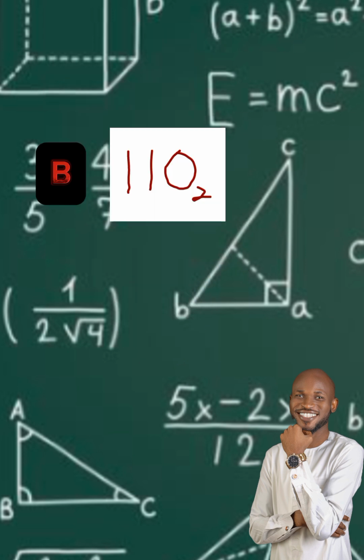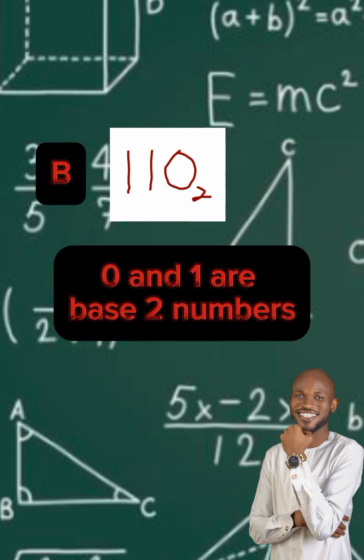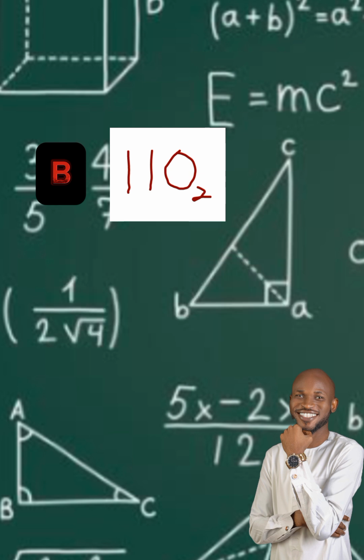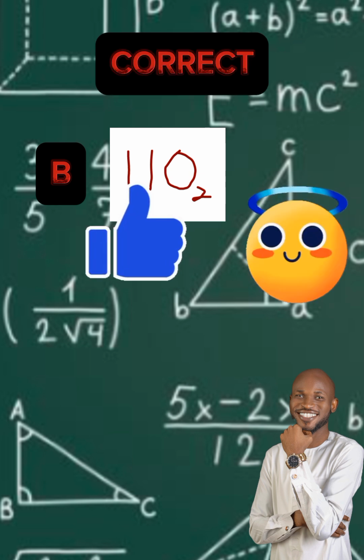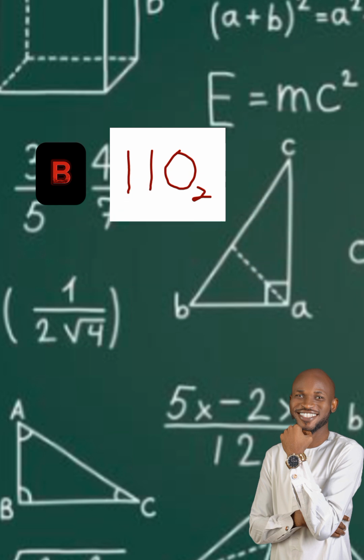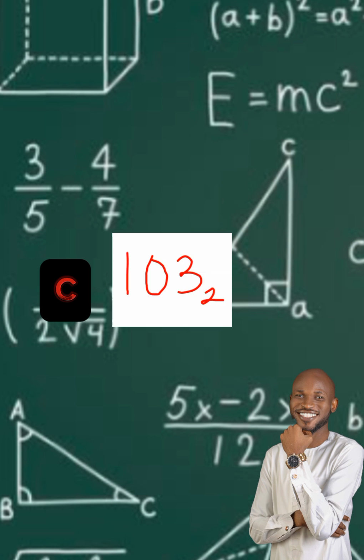Now let's go to the second one. B, we have 110 in base 2. Now if you check very well, you see 0 and 1 are digits for base 2. So 110 in base 2 is correct for B. Now let's go and check C.